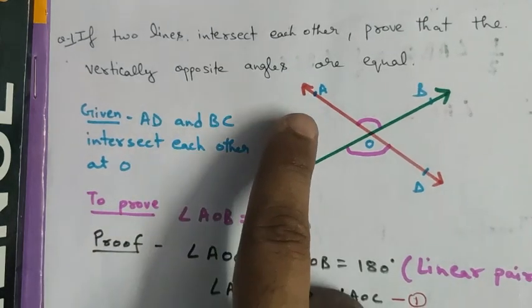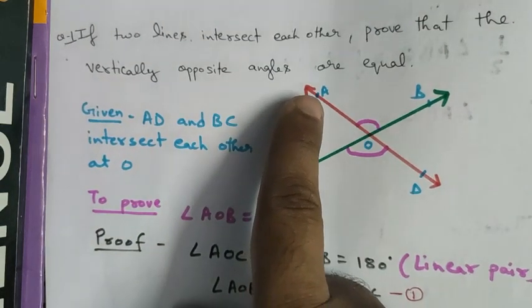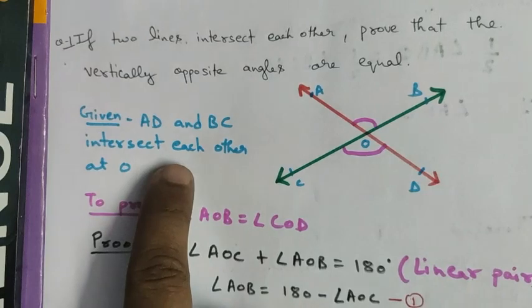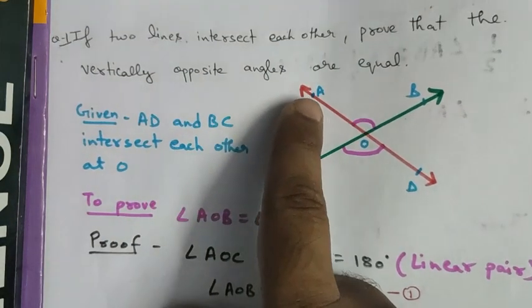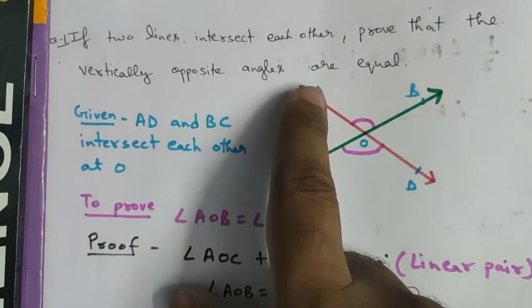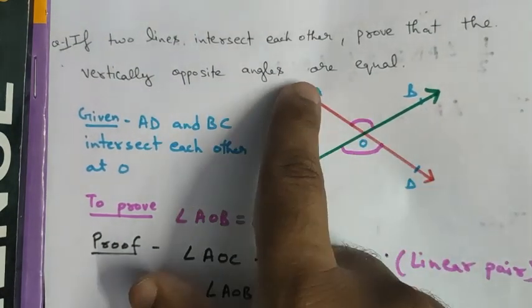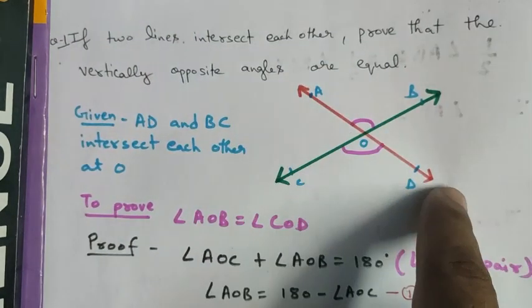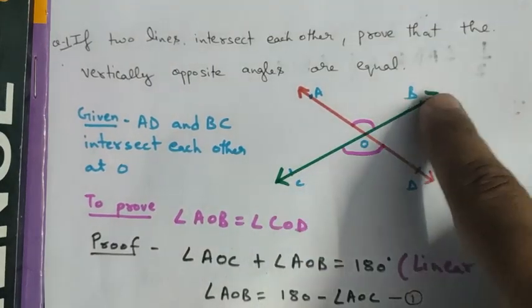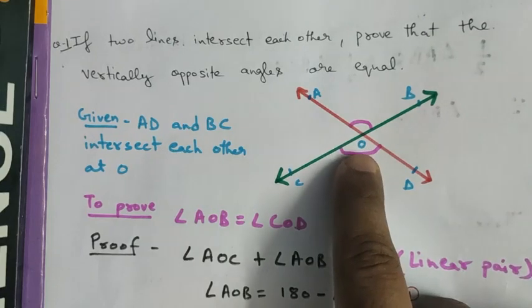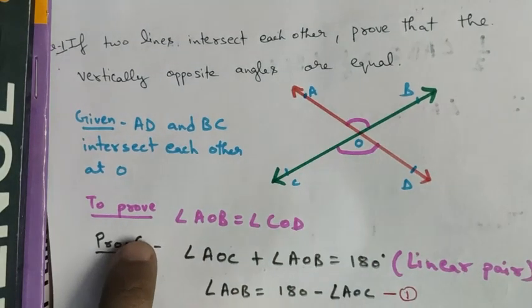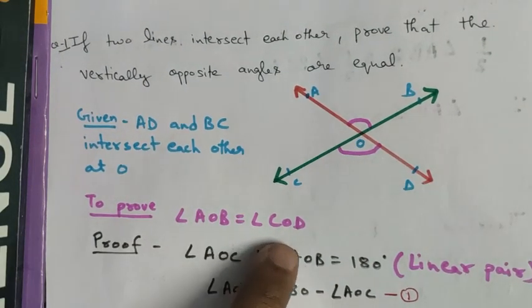You can take any two lines. Here I have taken two lines as AD and BC, and they are intersecting each other at point O. With the red pen I have drawn the line AD, and with the green pen I have drawn the line BC, and they are intersecting at point O. We need to prove that angle AOB is equal to angle COD.